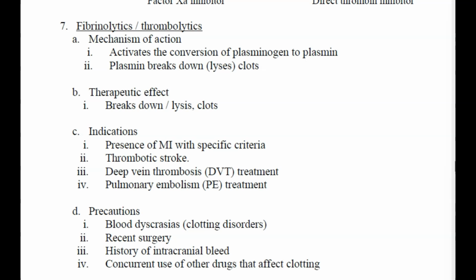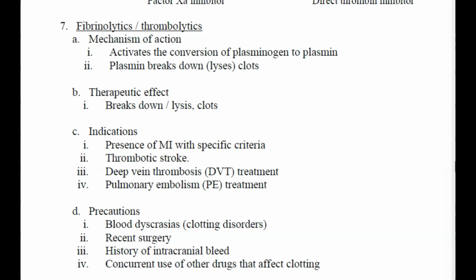The natural fibrinolytic system within the blood takes about several days to break down a clot, so fibrinolytics or thrombolytics work a lot faster than that. The reasons why we give fibrinolytics or thrombolytics: presence of MI with specific criteria, thrombotic stroke, and they have to meet specific criteria as well, DVT or deep vein thrombosis treatment, PE or pulmonary embolism treatment.